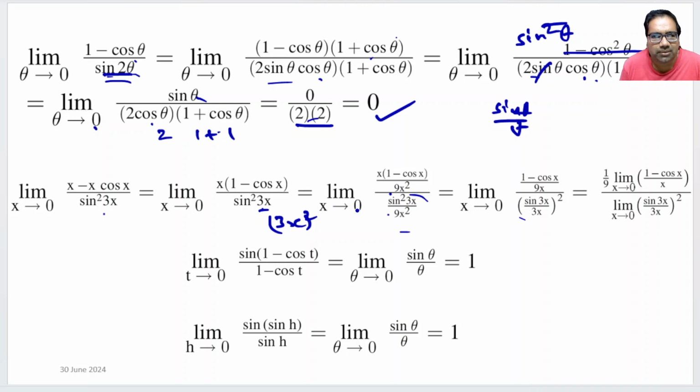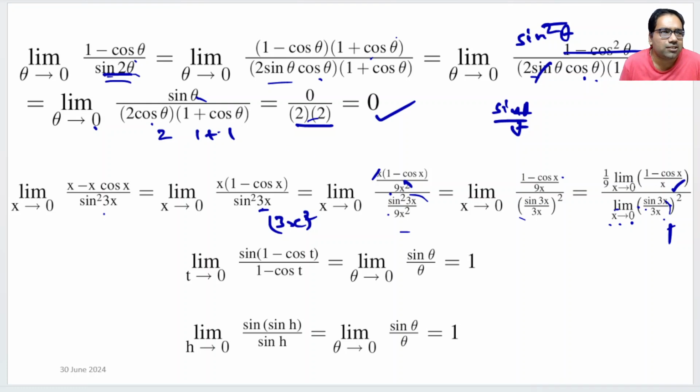So this becomes limit x tends to 0. Right. This x and this x will get cancelled. We'll be left with in the numerator 1 minus cos x by 9x. That is nothing but 1 by 9 into limit of 1 minus cos x by x, and in the denominator, sin 3x by 3x whole square. Okay. So limit of power, we can take the limit inside also. Anyway, if x tends to 0, 3x also will tend to 0. This denominator will become equal to 1.